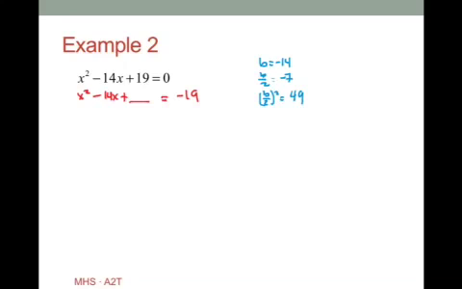Which value do we put in that little blank spot? 49. It's the b over 2 squared, right? That's the perfect square portion. So I add 49 to the left side. Then what do I have to do to the right side? Add 49. I add 49 to one side, add it to the other side. And now simplify and factor. What do you get on the left side? What do you get on the right side?